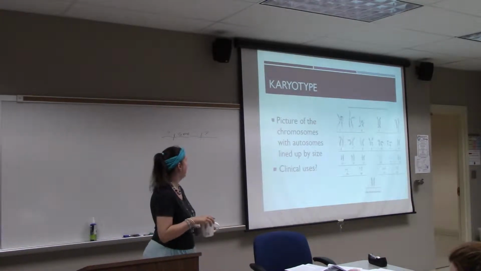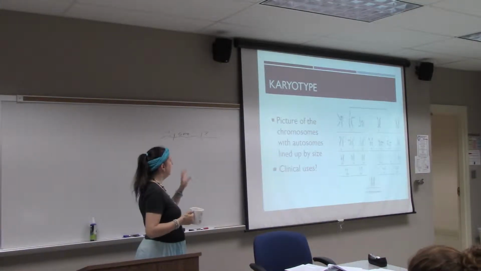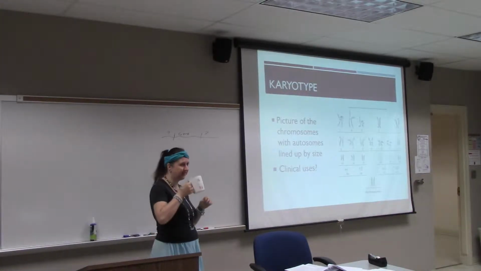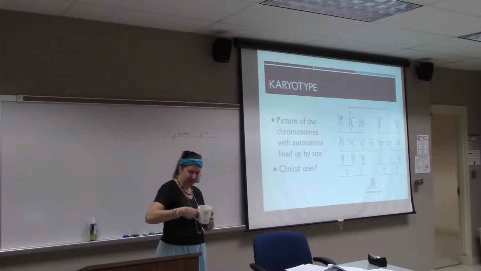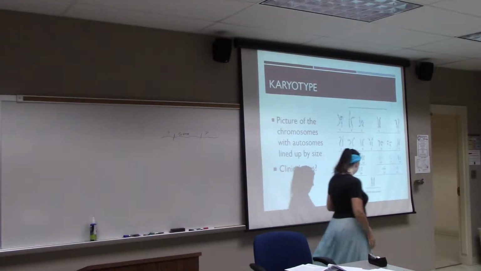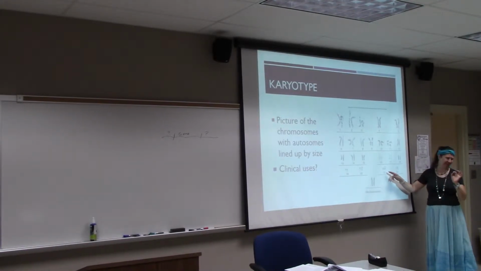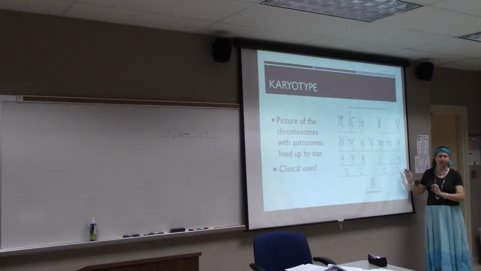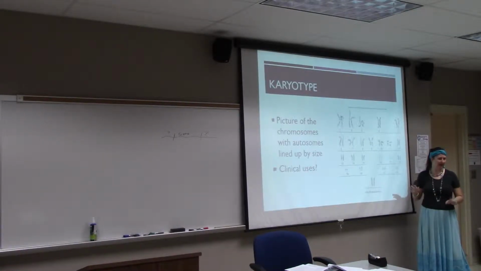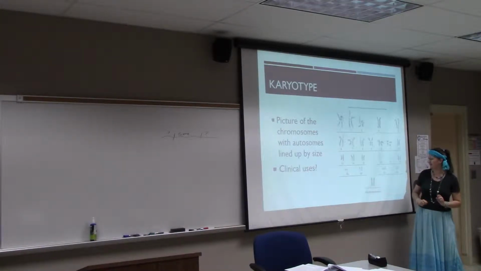A karyotype is a picture of the chromosomes. They line up the autosomes by size, and that's how they're numbered. So, number 1 is the largest, although I think there was some error early on that we stuck with, and the 21 is actually a little bit smaller than 22. And you'll see why that matters when we get into genetic disorders. And then the sex chromosomes are listed last.